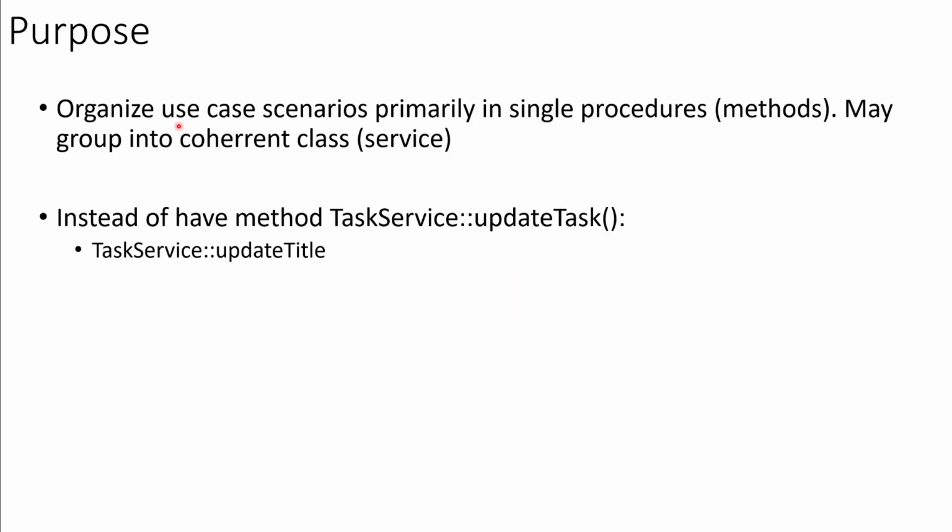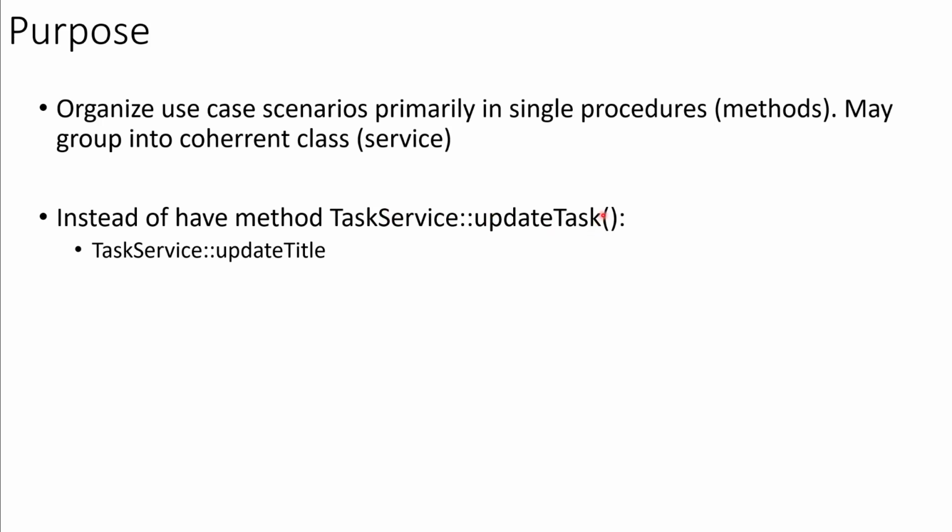All right, so the purpose, as mentioned, is to organize use case scenarios. Maybe that's just update title of task, or change password, or update estimate of task, or add subtask. These are small scenarios, and we want to do them in single procedures, meaning methods. And then we may group coherent procedures or methods into a class, which I call a service. So you might have a task service, and all stuff you can do with a task is managed by the task service in separate methods.